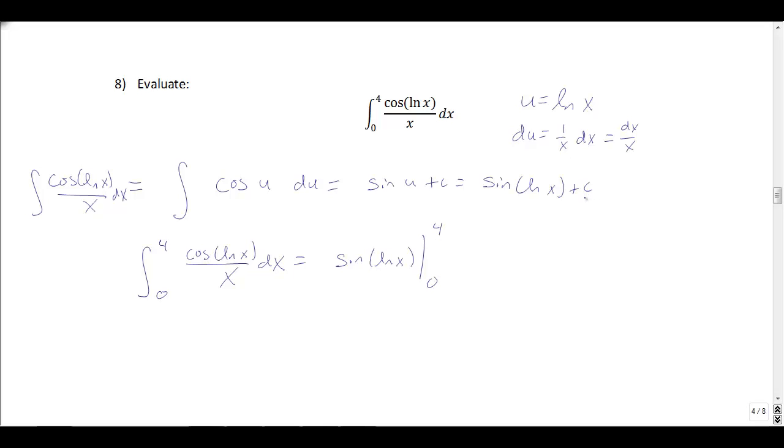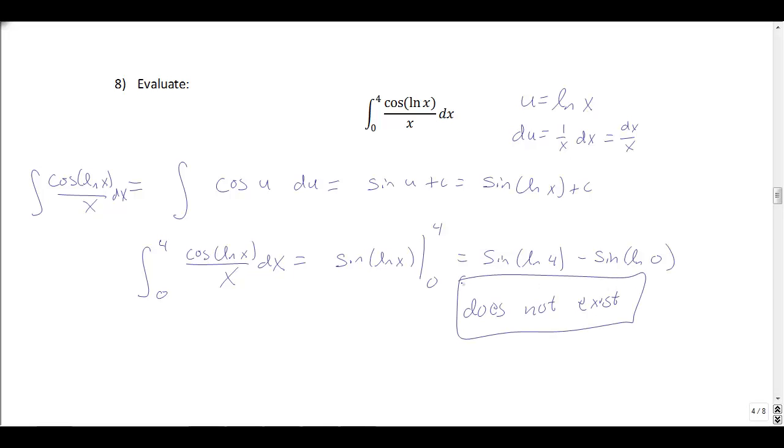You can pick c to be whatever you want. Typically, we'll pick 0, although if you did a plus 3, you'd get a plus 3 with the 4, a minus 3 with the 0. You'd subtract those. They'd go away anyway. And so what I should get is sine of natural log of 4 minus sine of natural log 0. But notice natural log 0 does not exist. So this answer really does not exist. This doesn't really work out at all here. So we have a definite integral that really didn't exist.